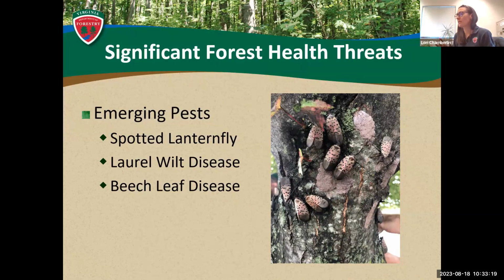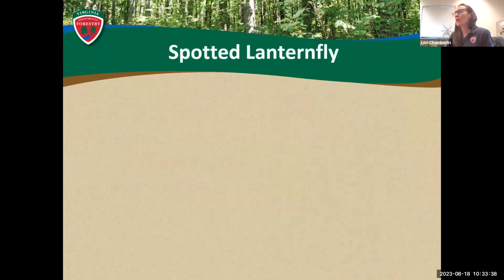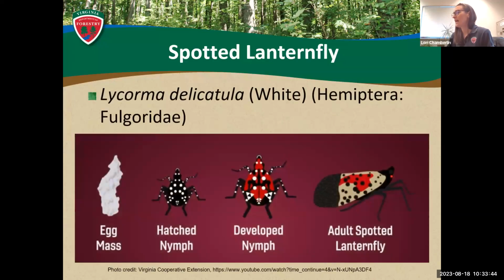I wanted to specifically give you things to look out for, since these are emerging pests in Virginia. But also, this is kind of selfish for me, because the more eyes we have looking for these pests, the more data we get. So hopefully we can all take this on together. We'll start with the spotted lanternfly. I'm sure everyone here has heard a lot about the spotted lanternfly, so I'll go through this pretty quickly.